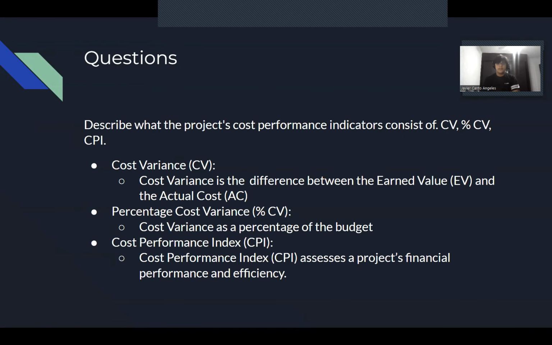Describe those indicators. Cost variance is the difference between the earned value and the actual cost. The earned value is the value of the completed work, and the actual cost is the actual cost of the project. The earned value is calculated at the time that the analysis is done. The percentage cost variance is the cost variance as a percentage of the budget itself. And the cost performance index assesses a project's financial performance and efficiency. So that unit shows you how efficient your project is in a financial way.